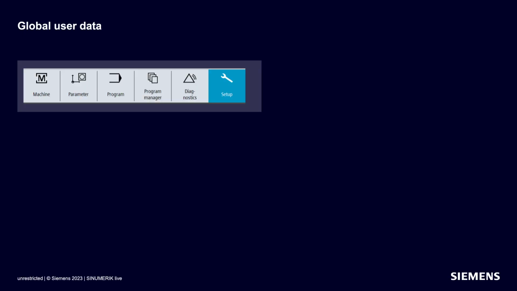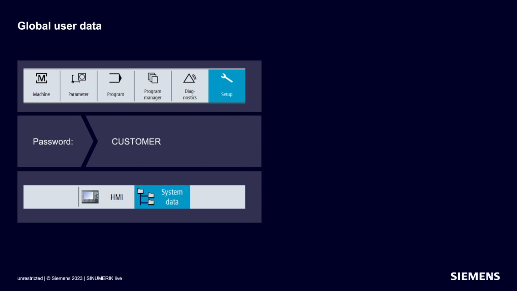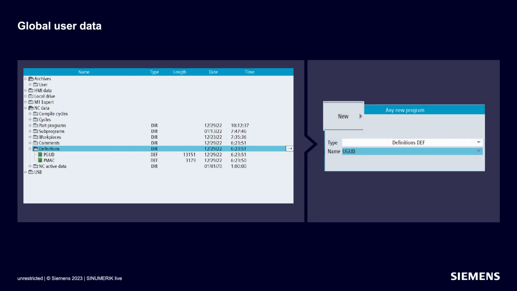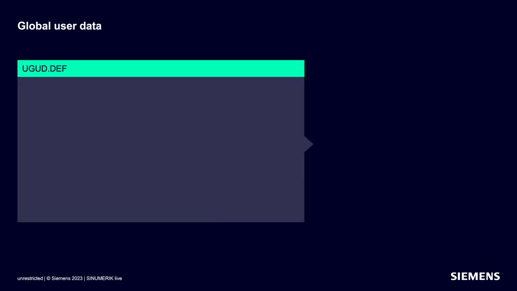Now let's talk about global user data. First, we have to create a definition file for our GUDs. For this, we change to the commissioning operating area. Now we enter customer as the password and switch to the system data mask. We position the cursor under NC data on definitions and select the name UGUD under new. The definition file ugud.def then opens in the CNC editor.